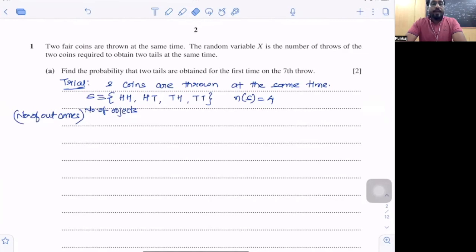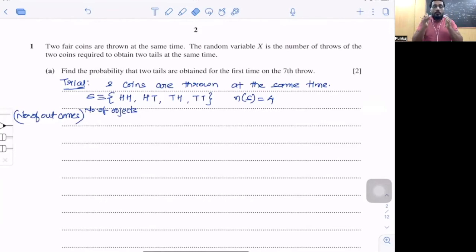So you want to find the probability that the 2 tails are obtained for the first time on the 7th throw. It means what? The first throw was unsuccessful. The second, the third, the fourth, the fifth, and the 6th throw. Up to 6 throws, we were unsuccessful. We did not get both the coins showing tails. Right? In the 7th throw, what happened? 7th throw, we were successful. Both the coins are now showing what? Both the coins are showing tails. So this is what I want to find.